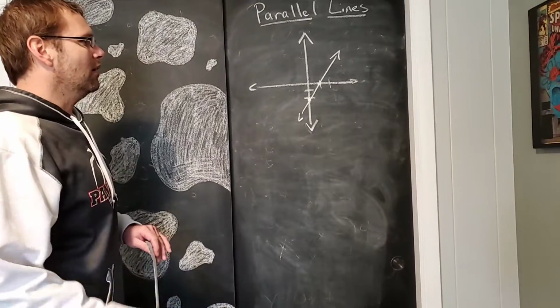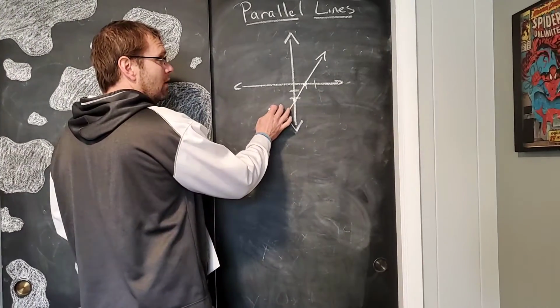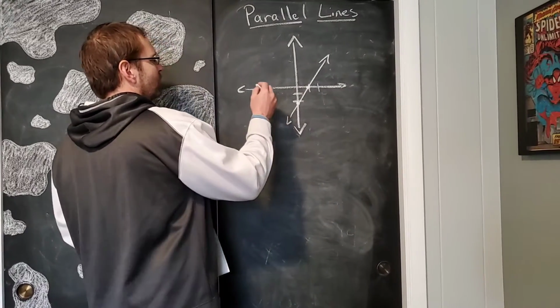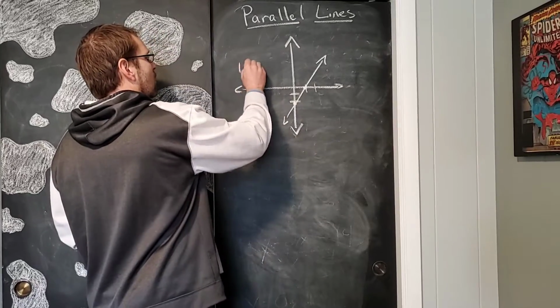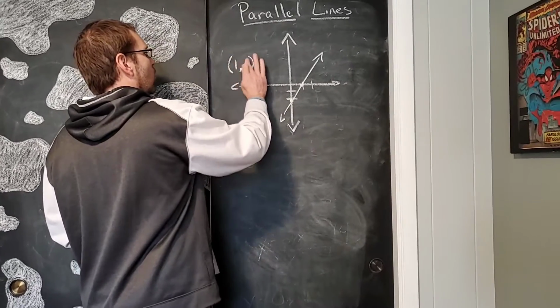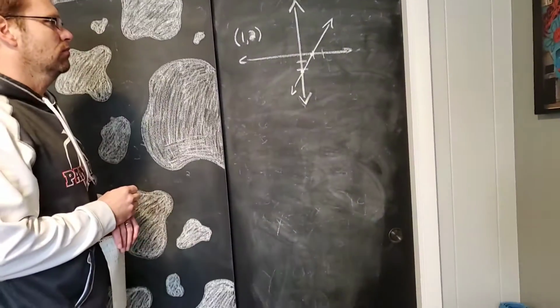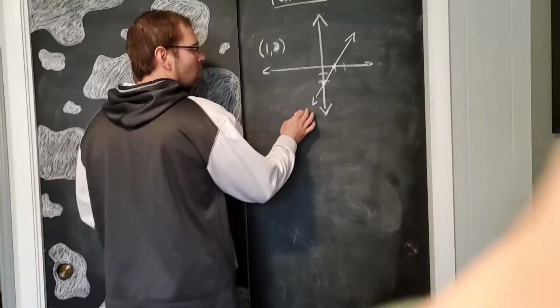And I want the equation of a line that's parallel to this one, and let's say we want it to go through 1, 2. Okay? So here's what I want. If I want a line parallel to this one, I need to know the slope of this line.